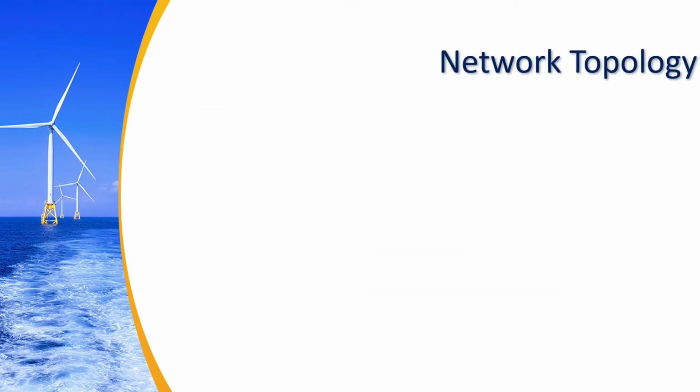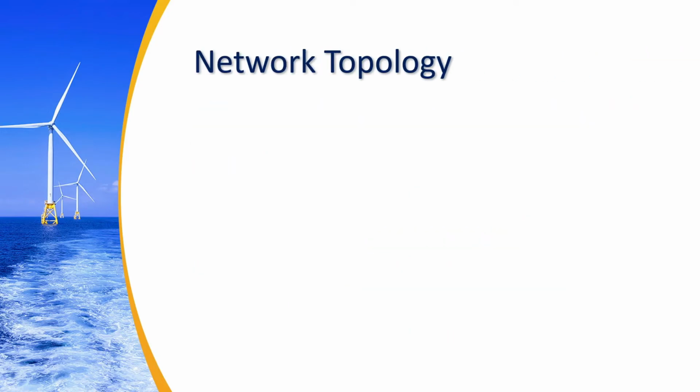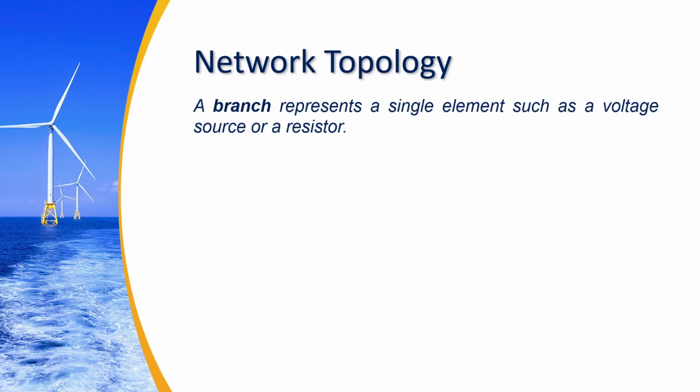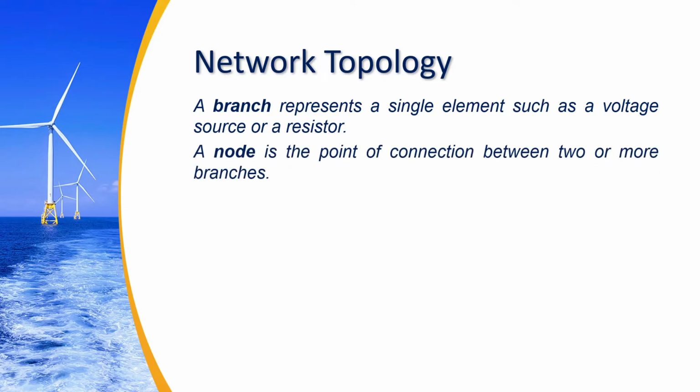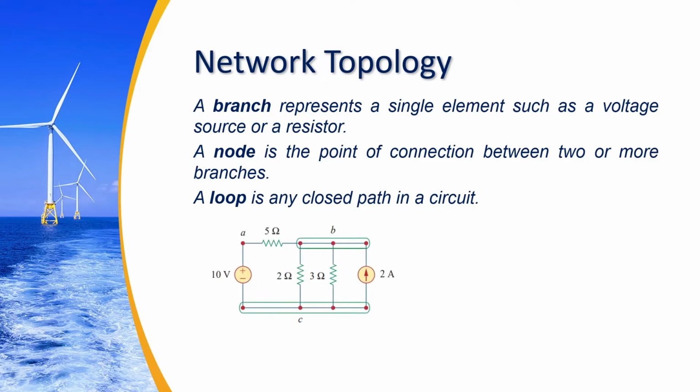Okay. So, for the network topology, a branch represents a single element such as a voltage source or a resistor. A node is the point of connection between two or more branches, and a loop is any closed path in a circuit. So, all of these are what we will see in a circuit. Okay, so what is a branch? When it comes to a circuit, what is a node? What is a loop? We can see them here in our circuit.